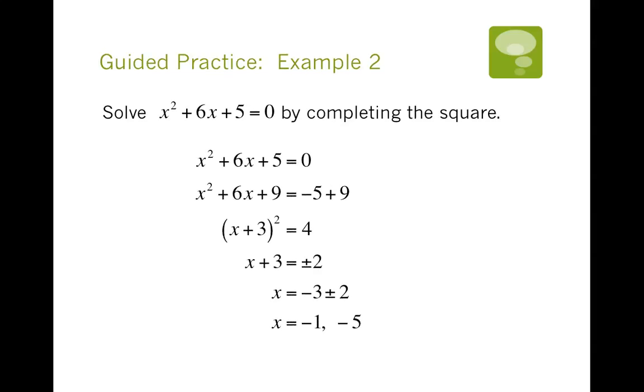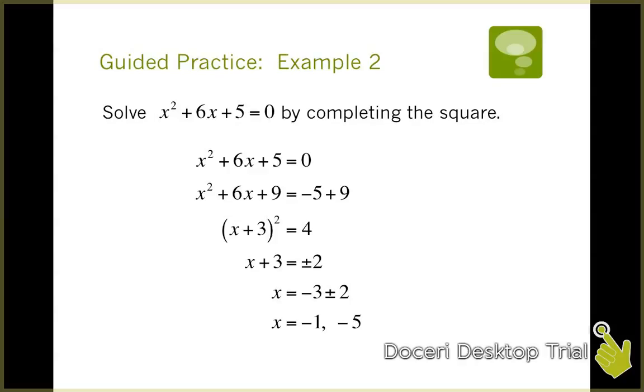All right, so here's what it should look like. First, we need to get this 5 out of the way, so we've subtracted it over to the other side. Then we take half of this 6, which is 3, square it, and we add that 9 to both sides. That puts us with a perfect square trinomial on the left, which we can rewrite as x plus 3 quantity squared. And we can simplify the negative 5 plus 9, which gives us the 4.